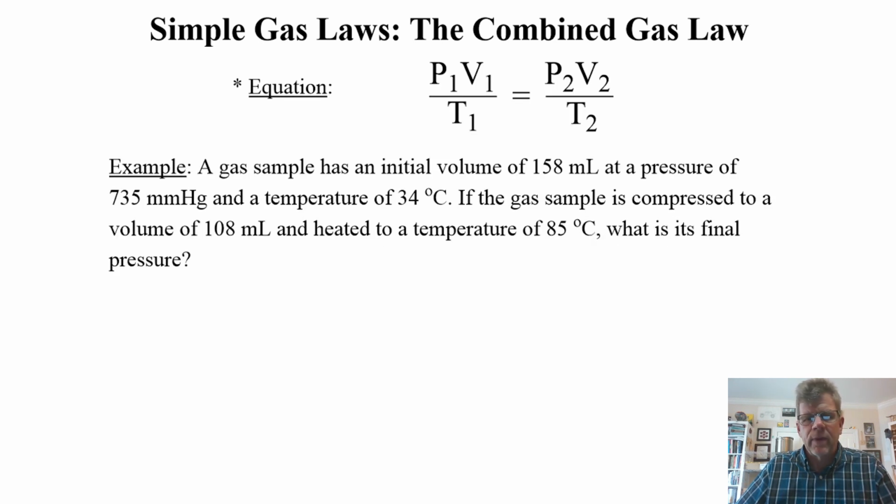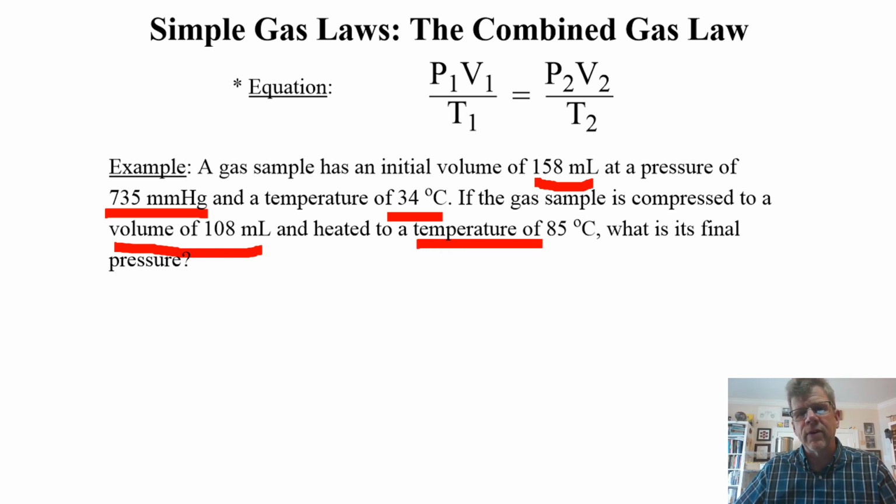Here's an example. A gas sample has an initial volume, V1, of 158 milliliters at a pressure of 735 millimeters of mercury, that's P1, and a temperature of 34 degrees Celsius, that's T1. If the gas sample is compressed to a volume of 108 milliliters, that's V2, and a temperature of 85 degrees, that's T2, what is its final pressure?